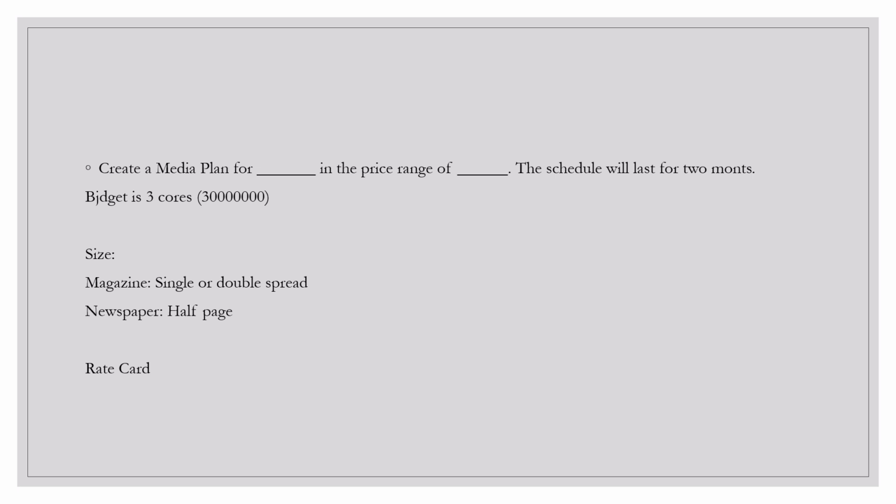The schedule will last for 2 months, in other words, 8 weeks. The budget given to you is 3 crores. Important things to note: size. The magazine ad would be of a single or double spread, and the newspaper would be carrying a half page ad. The rate card will also be given to you for your reference. I'm sure most of you have already seen what it looks like in the question paper.